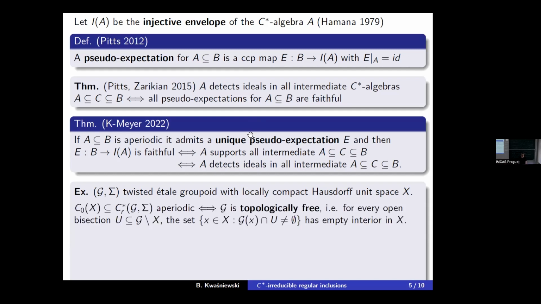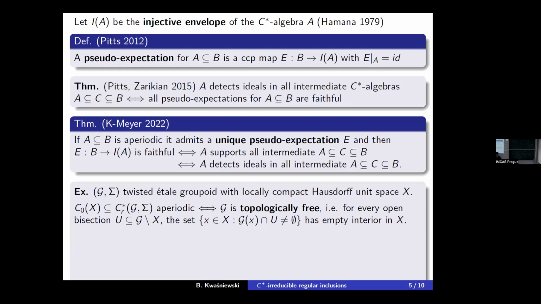So what is aperiodicity then? You construct the reduced C*-algebra of the groupoid, and the algebra of functions living on the unit space sits there as a C*-subalgebra. So this inclusion is aperiodic if and only if the groupoid is topologically free. And what does it mean that it's topologically free? This means that for every bisection that leads outside of the unit space, the set of this is the isotropy group.